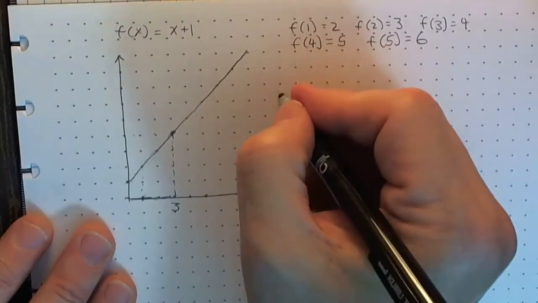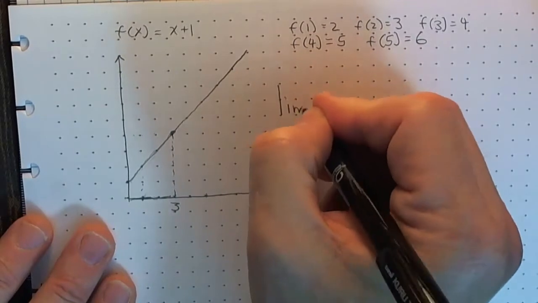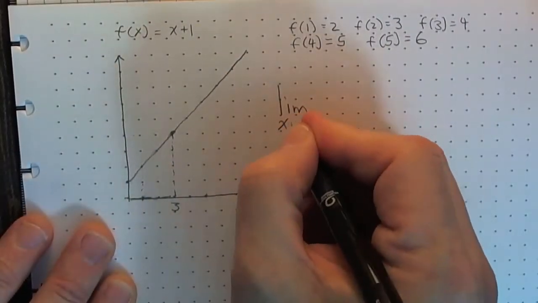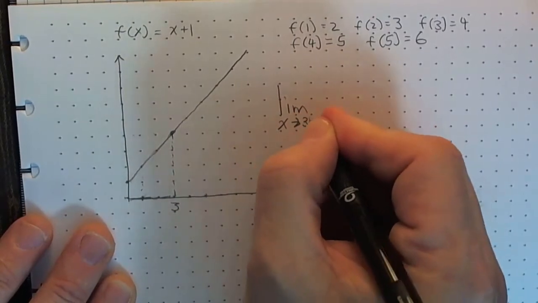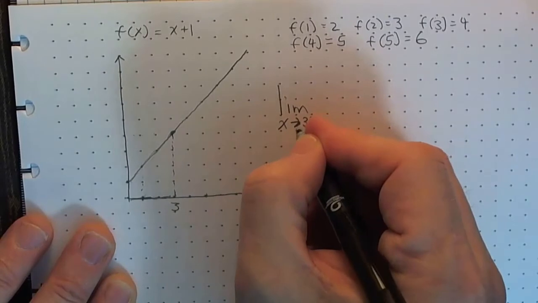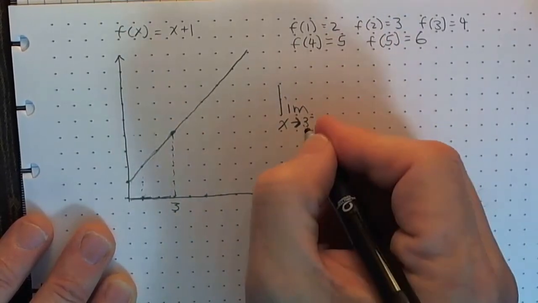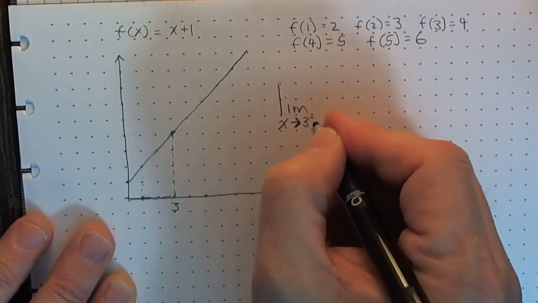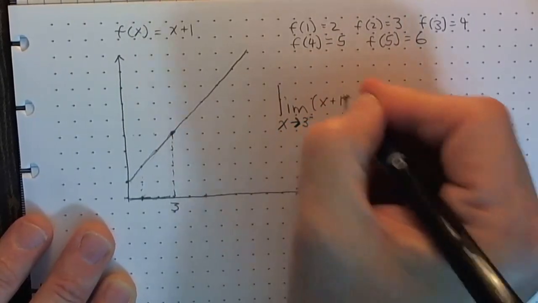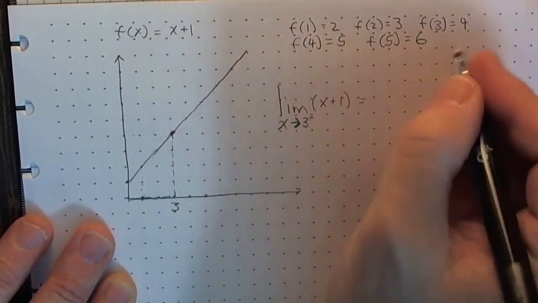So here's what we say. We write it this way: the limit as x goes to 3 from the left. See, I have a little arrow there, okay? The limit as x goes to 3, and I have a little negative sign up here like an exponent. The limit as x goes to 3 from the left for this function is 4.